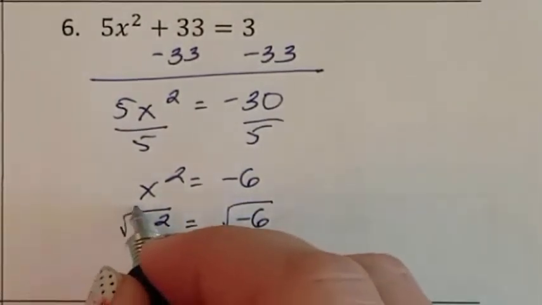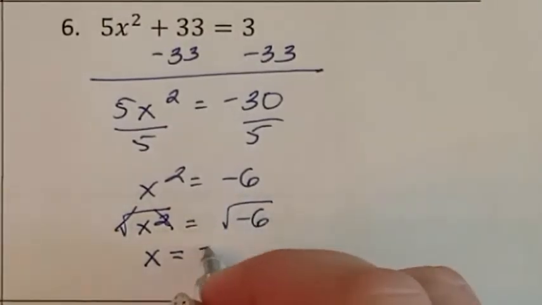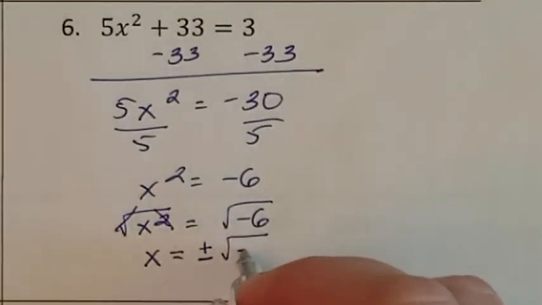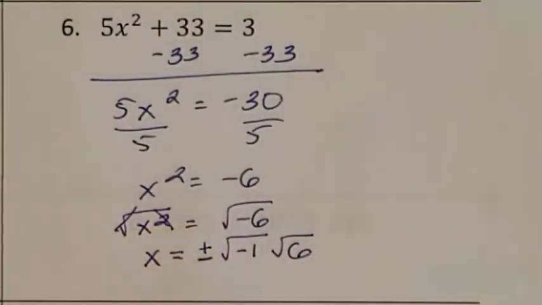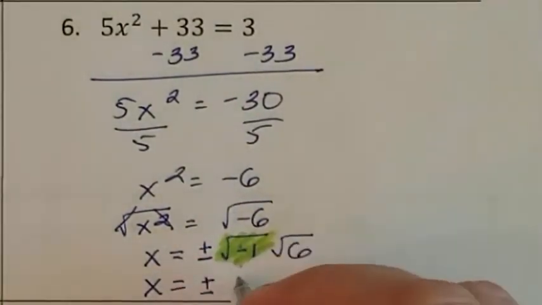The square root of x squared is x. I chose to take the square root. If you choose to take the square root, you need plus or minus. I need to separate the negative 1 from the 6. So x equals plus or minus, and the square root of negative 1 is an i.